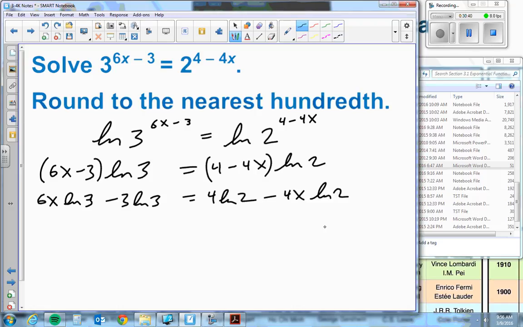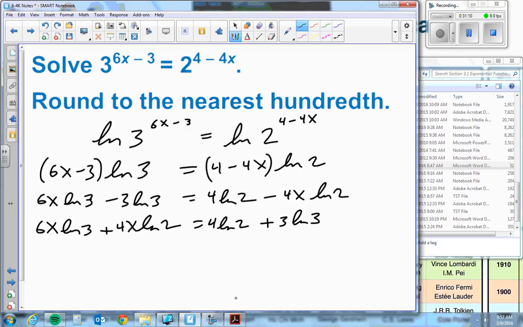So you want to get it all simplified out. Then you want to get all the x terms together. So I'm going to keep the 6x natural log of 3 on the left side. Bring this one over. It becomes plus 4x natural log of 2. And all non-x terms need to move away. So the 4 natural log of 2, leave it over there. This one goes over to join it, so it becomes a positive. Okay?